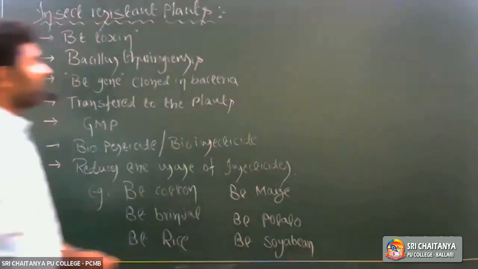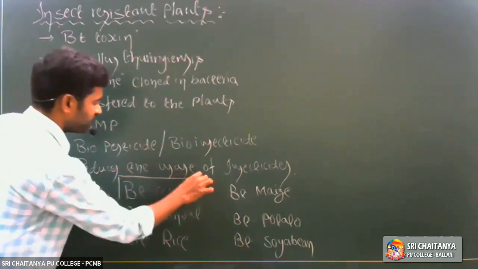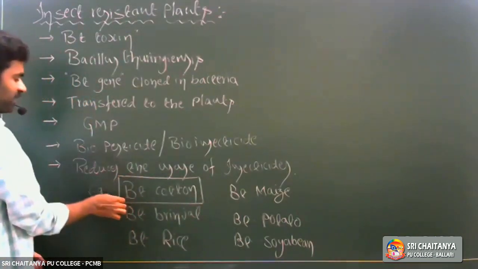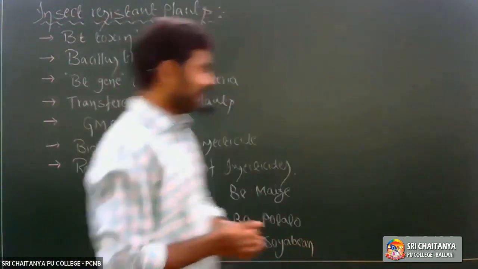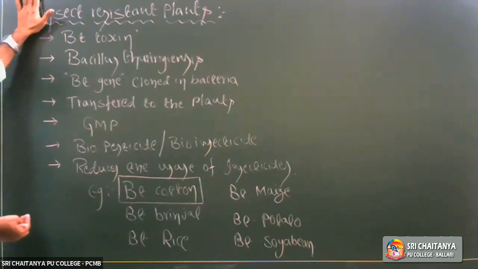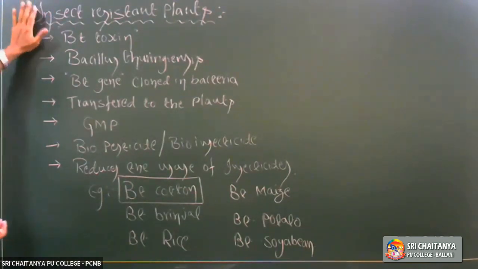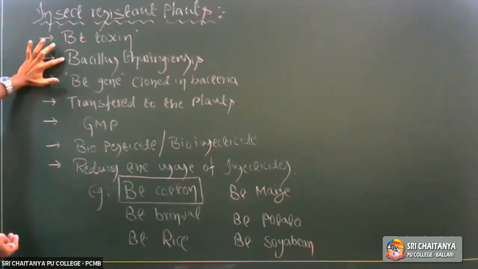In that, we will take one plant, that is BT cotton. How we will create BT cotton, and how it acts as an insecticidal plant, we will see now. Just a brief introduction related to insect resistant plants here. BT toxin or poison is produced by the Bacillus thuringiensis bacteria.